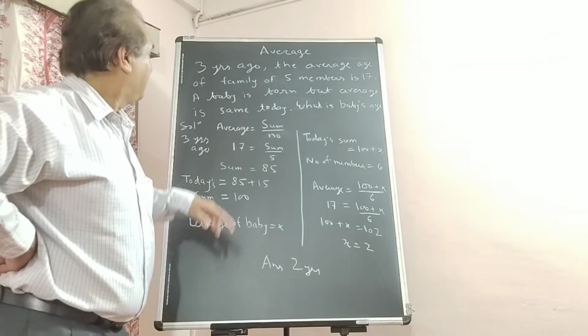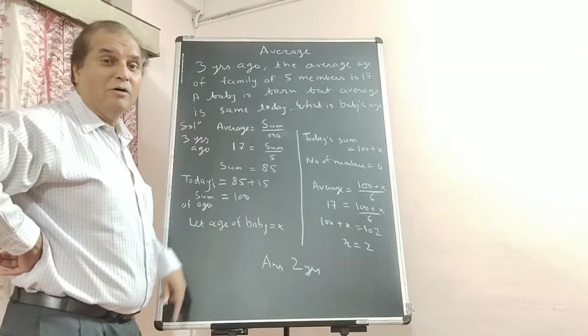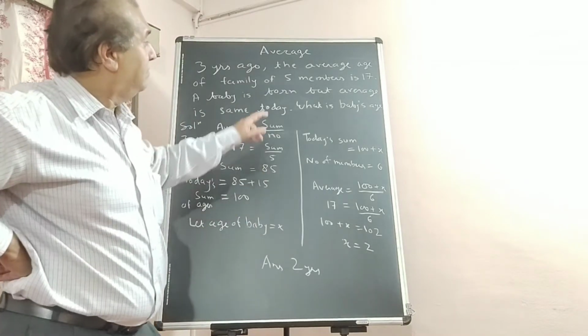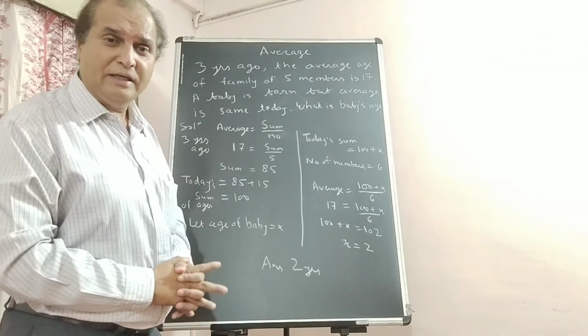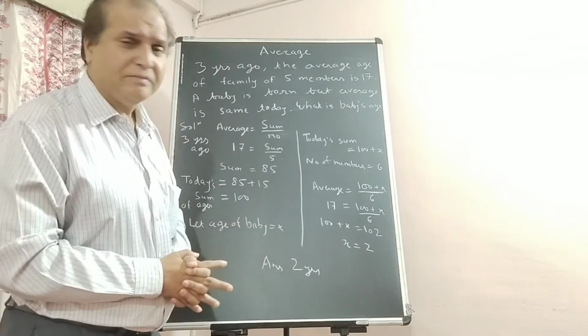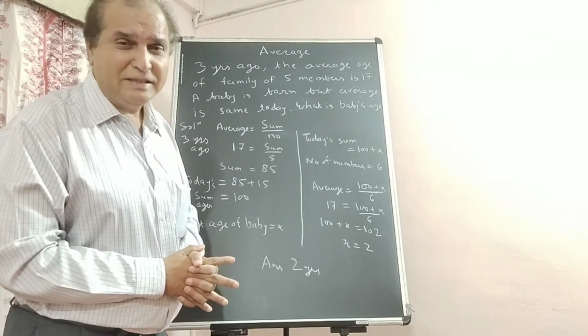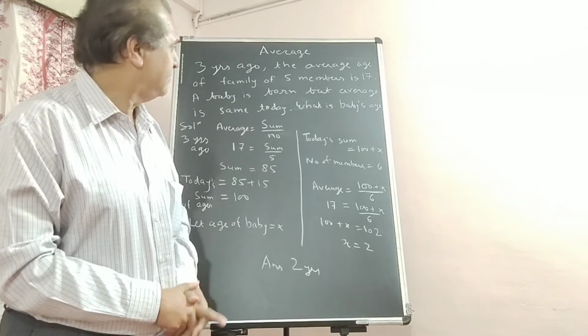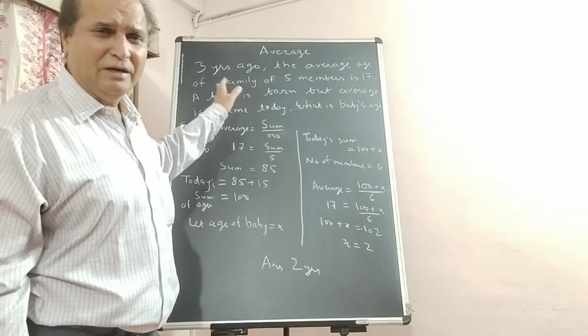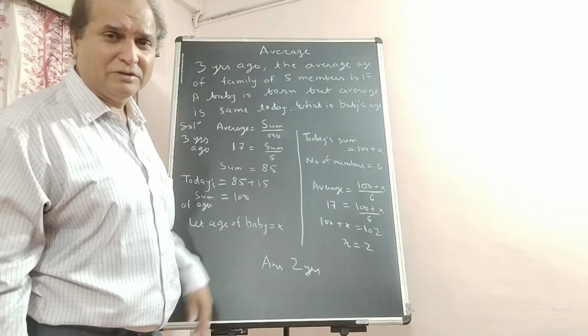After that a baby is born. But the average age is the same today. Today the average age is the same. So what is the baby's age today? Understanding the sum? Somewhere the baby is born. 3 years ago the average was 17.